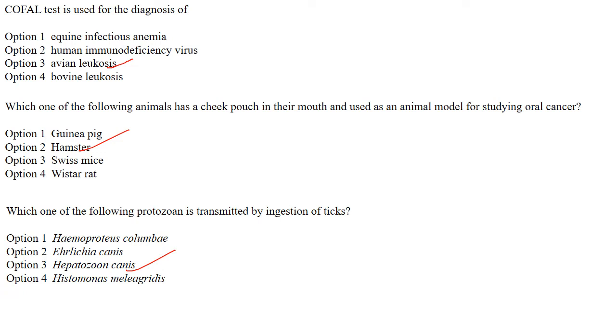Then the COFAL test is used for the diagnosis of avian leukosis. Answer is option 3. Which one of the following animals has a cheek pouch in their mouth and is used as an animal model for studying oral cancer? It is hamster. Then which of the following protozoan is transmitted by ingestion of ticks? Hepatozoon canis. Answer is option 3.